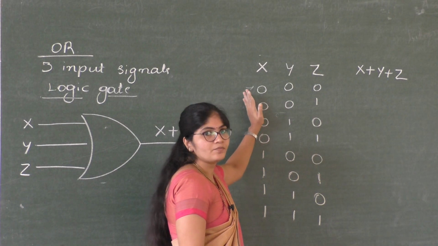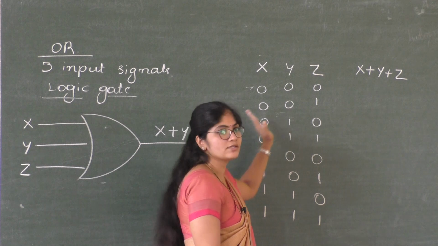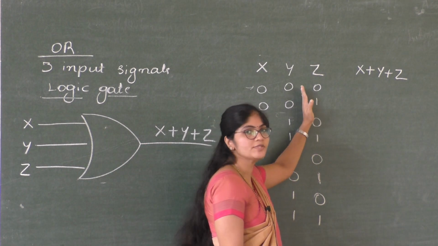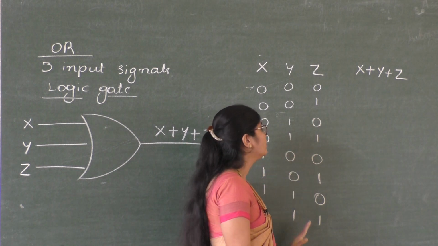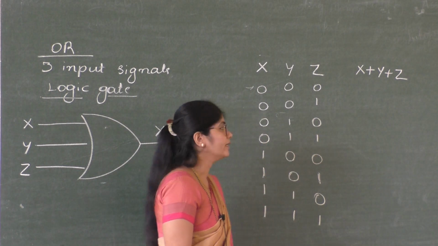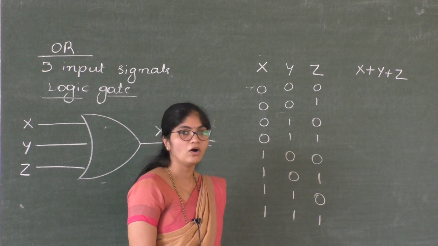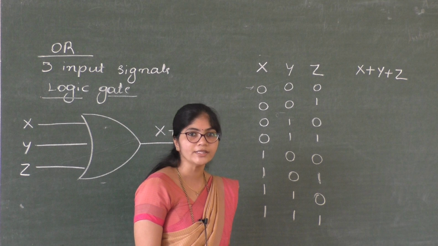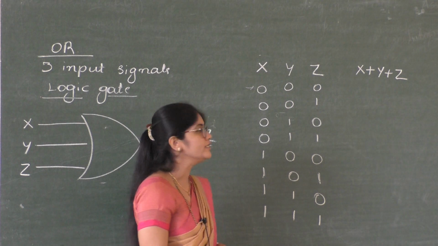In the X column, 4 zeros, 4 ones. In the Y column, 2 zeros, 2 ones, 2 zeros, 2 ones. In the Z column, 0 1, 0 1, 0 1, 0 1. X plus Y plus Z. In an OR gate or in an OR operation, if any one of the input values is 1 or if all the input values are 1, then the output is 1.